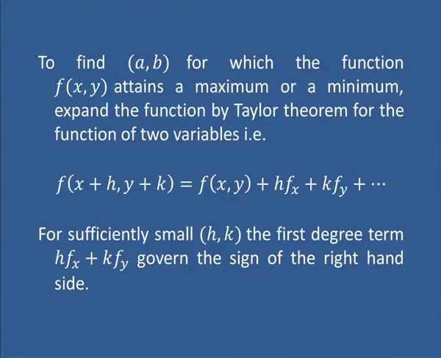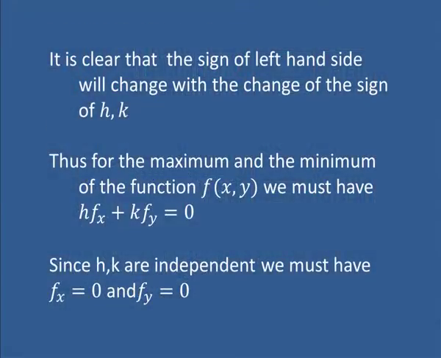For sufficiently small h, k, the first degree term h f_x + k f_y governs the sign of the right hand side of the expansion. It is clear that the sign of the left hand side will change with the change of sign of h and k. Thus, for the maximum or the minimum of the function f(x, y), we must have h f_x + k f_y = 0. But since h and k are independent, we must have f_x = 0 and f_y = 0 separately.